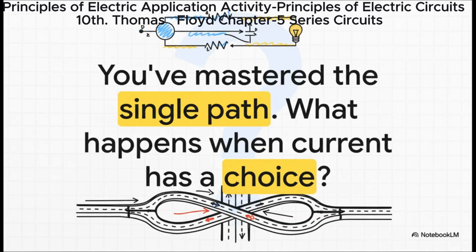So we have totally mastered the single-lane highway. But let's be real, most circuits out there are more like a crazy downtown intersection with roads going everywhere. This brings up a big question. What happens when the current is given a choice, when the path splits? How do our fundamental laws hold up when things get complicated? Well, we'll answer that in our next explainer when we dive into parallel circuits.